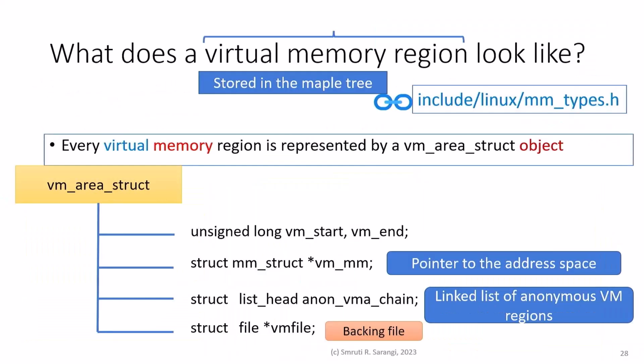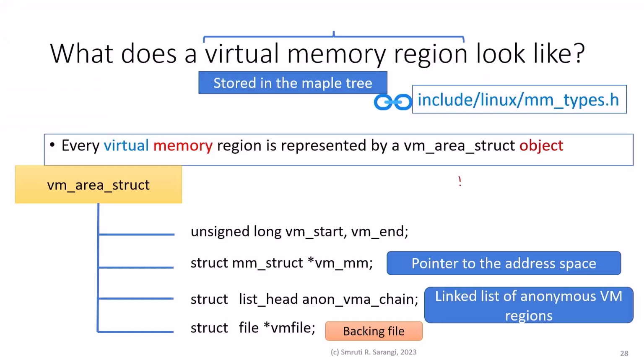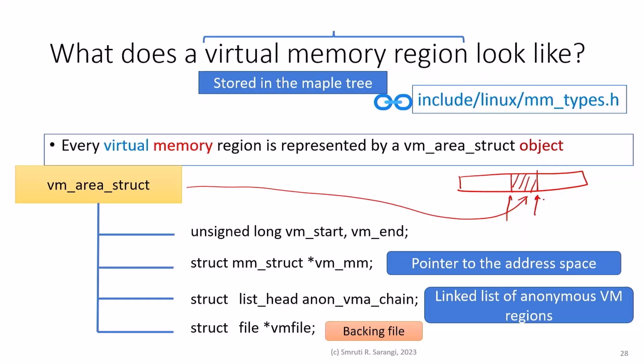So the question is, what does a virtual memory region or a contiguous region look like? We have already said that this is our memory map. This is a VM region. This VM region is represented by a VM area struct, which we will conveniently refer to as VMA, VM area. So every VM area has a VM start and a VM end, right? A start and an end.